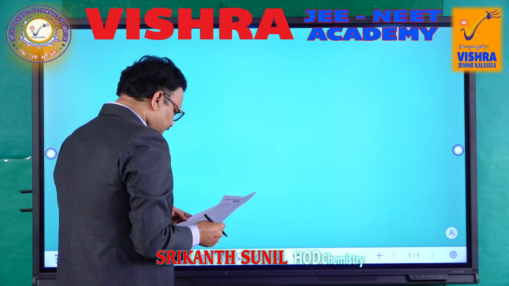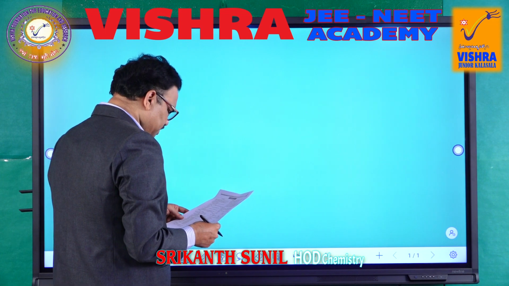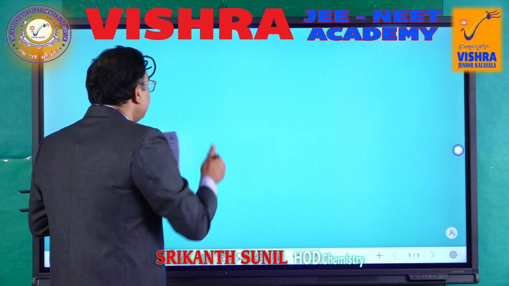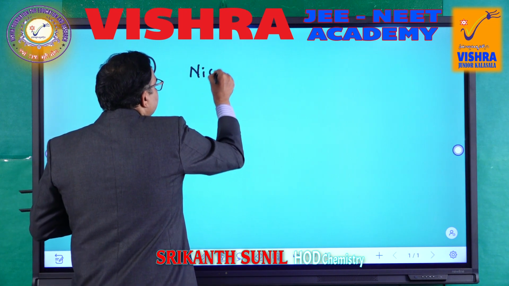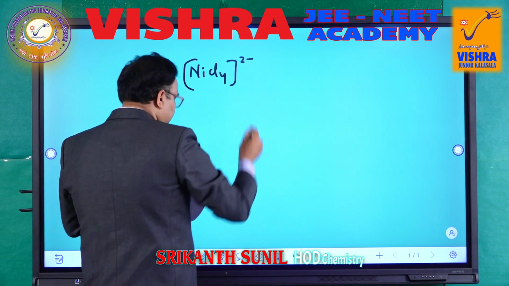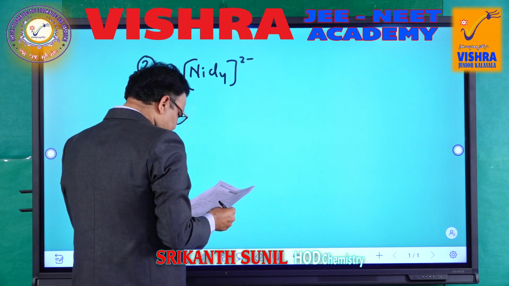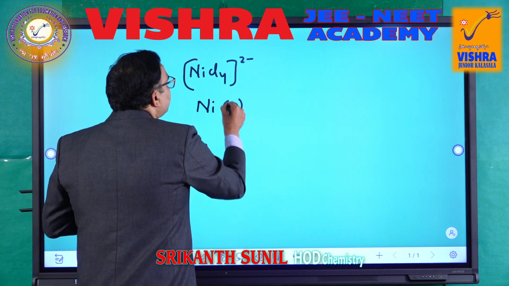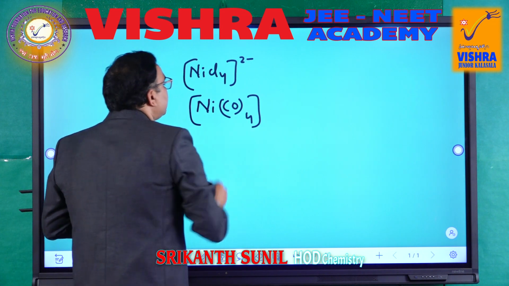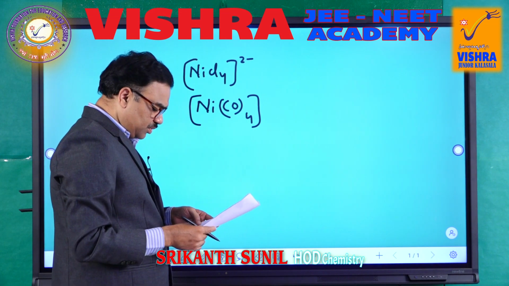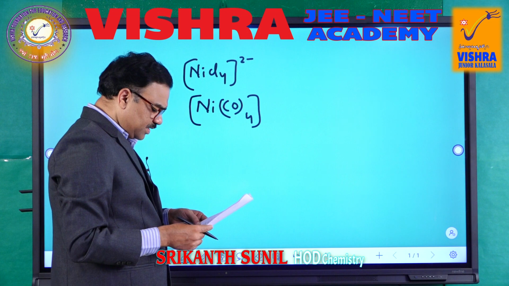The second question has some options and you have to select which option is correct. In this there are two compounds mainly given. Let us see the compound NiCl4 2- ion, and Ni(CO)4, NiCO taken 4 times. These two are nickel compounds, and this one is a carbonyl compound. So we are talking about which one is paramagnetic and which one is diamagnetic.